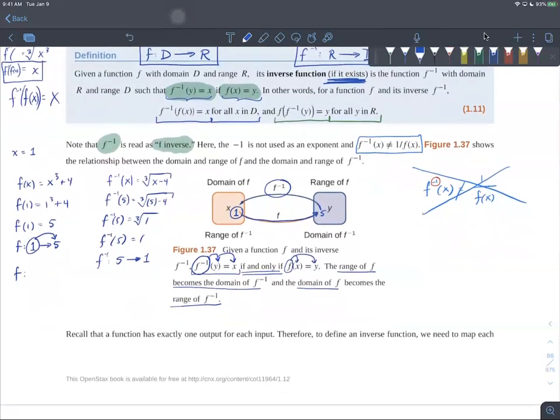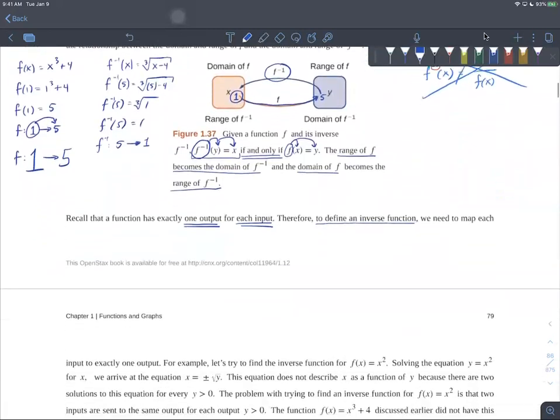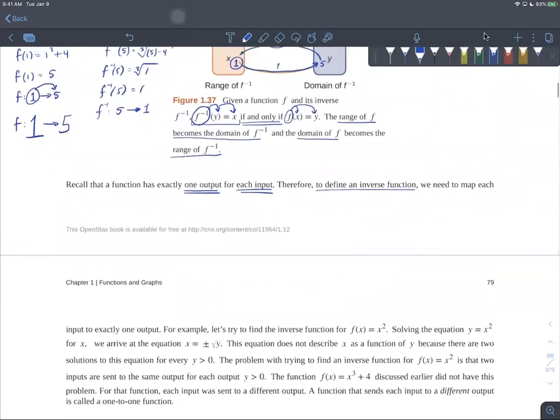Recall that a function has exactly one output for each input. So when we plugged 1 into f, we should get exactly one output there. Therefore, to define an inverse function, we need to map each input to exactly one output. Okay, because the inverse function, we're kind of defining it in the name for it.